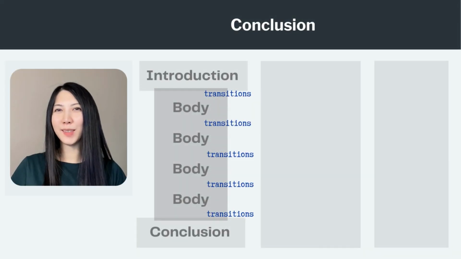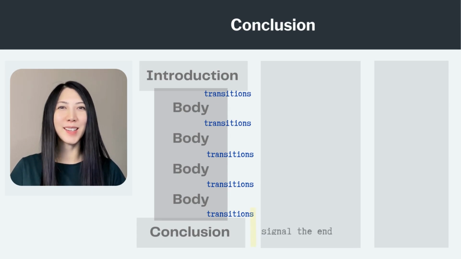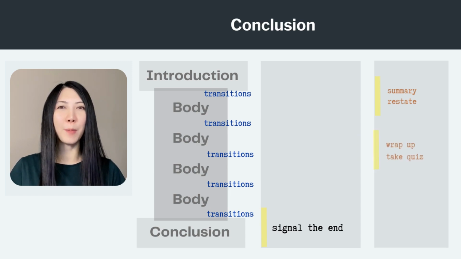Now we're moving on to the last structure, which is the conclusion. The purpose is to signal the end. It could be a summary or restating the most important parts. Using my video as an example, the conclusion will be the last minute where I'll wrap up everything and remind you to take the practice quiz.